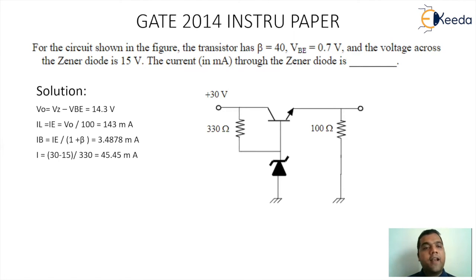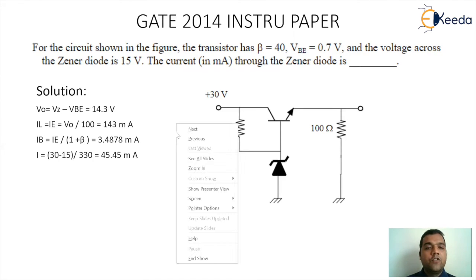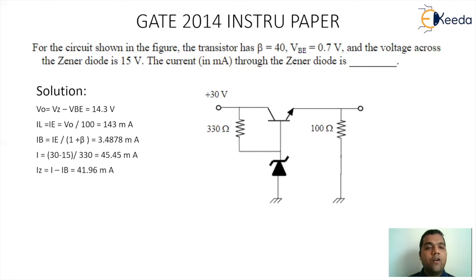We know the value of current I, that is 45.45 milliampere. So we can easily get the value of Zener current IZ, which is going to be I minus IB. So the value is 45.45 minus 3.4878. You will get 41.96 milliampere. So the Zener current flowing through the Zener diode is 41.96 milliampere. This is the correct answer.